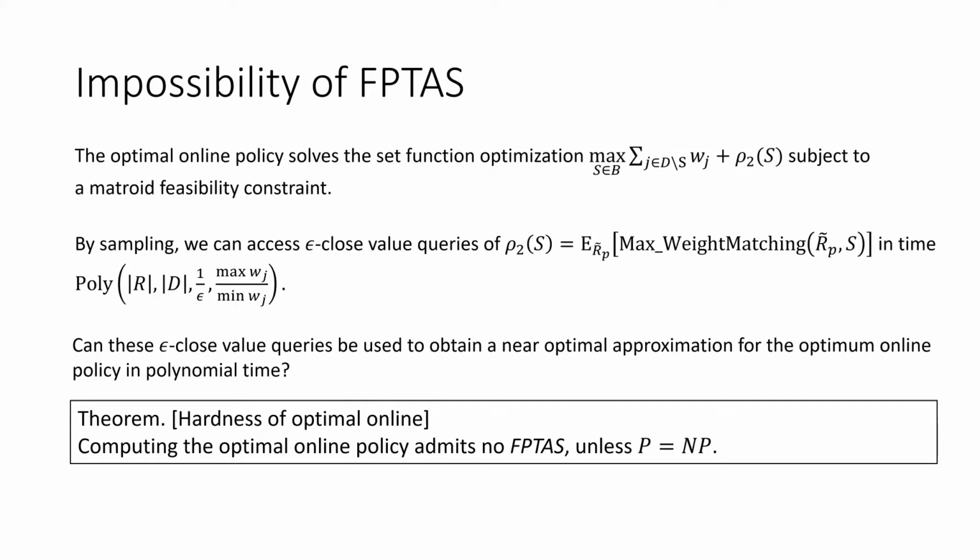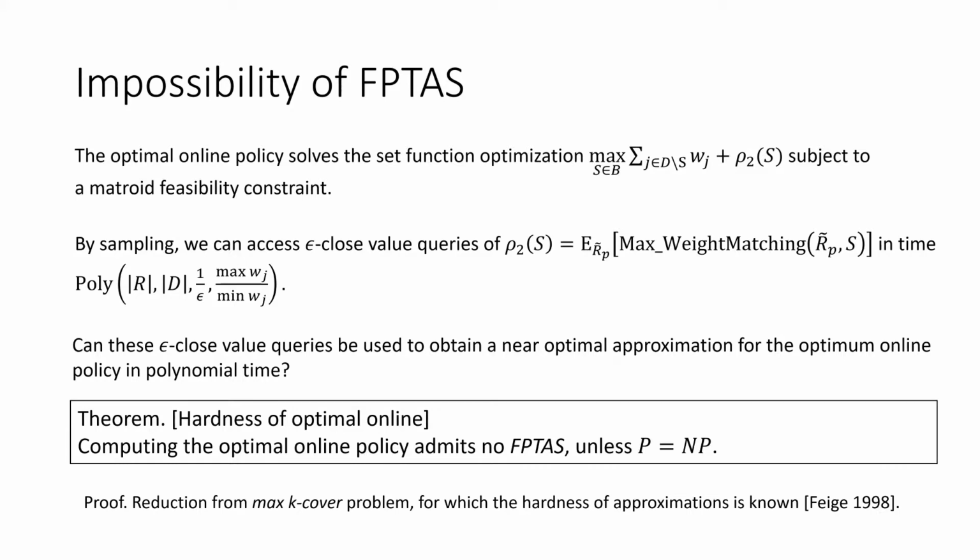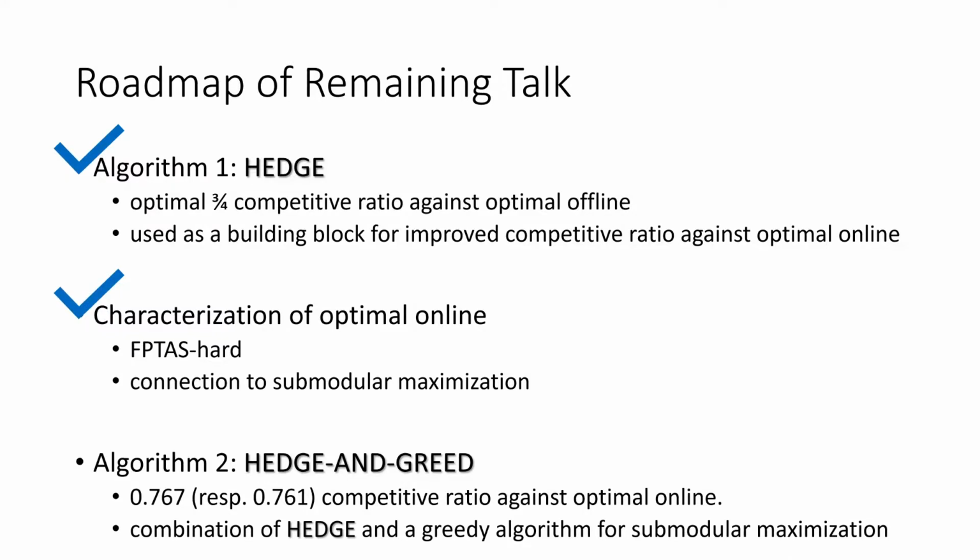In this paper, we show that the answer is no. In other words, computing the optimal online policy admits no FPTAS unless P equals NP. The proof is basically a reduction from the max k-cover problem. Now we have discussed the FPTAS hardness of the optimal online. Next, we will present our second algorithm, which is a polynomial time algorithm that gets an improved competitive ratio against the optimal online.